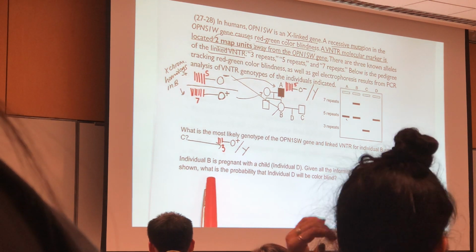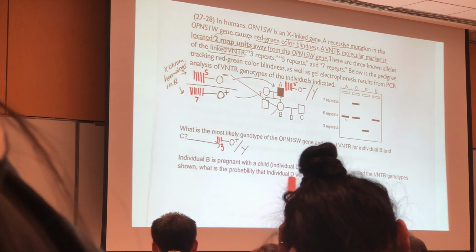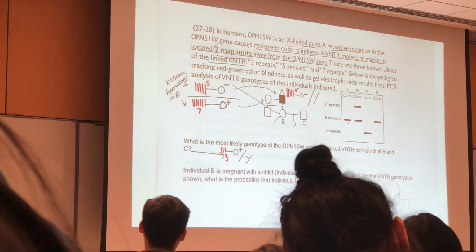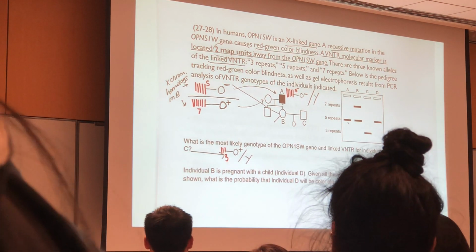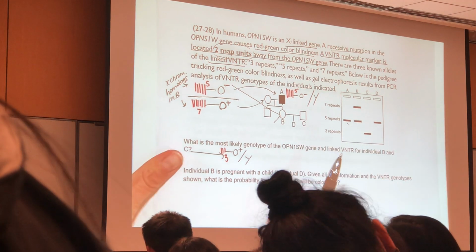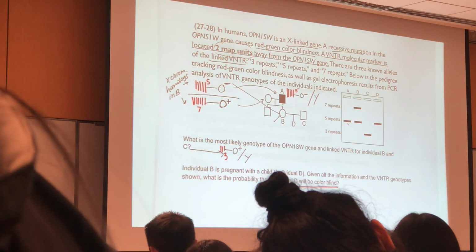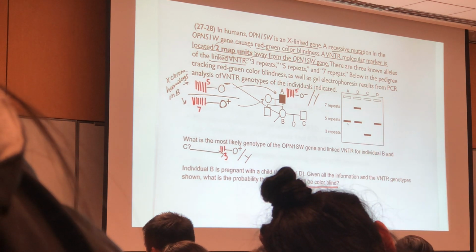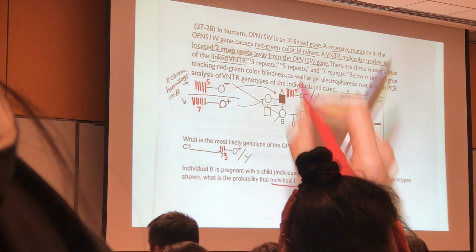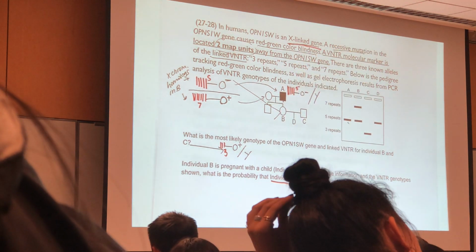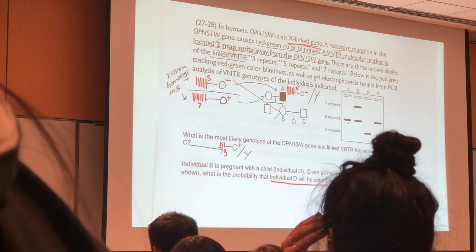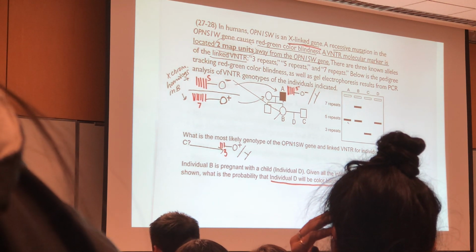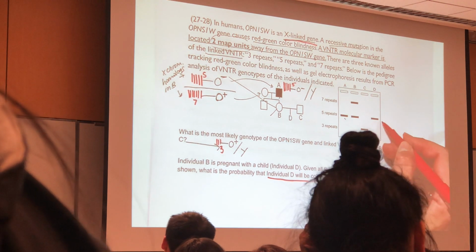Individual B is pregnant with a child. That's individual D, the baby. Given all of this information and the VNTR genotype shown, what is the probability that they will be colorblind? All right. Is individual D male or female? Male. Right? They only have one X chromosome.